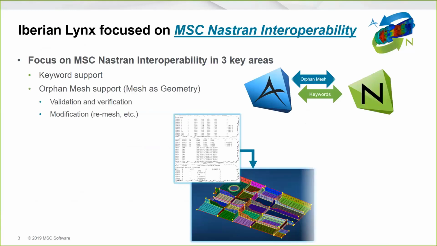Another interoperability focus of Iberian Lynx was the reuse and repurposing of a model that started as an Orphan mesh. Now, Iberian Lynx only supported repurposing an Orphan shell mesh into a shell geometry. We're going to see that this capability has been greatly extended in Feature Pack 2. Matter of fact, that's something you should really be excited about, and we're going to learn more about that in just a couple of slides.